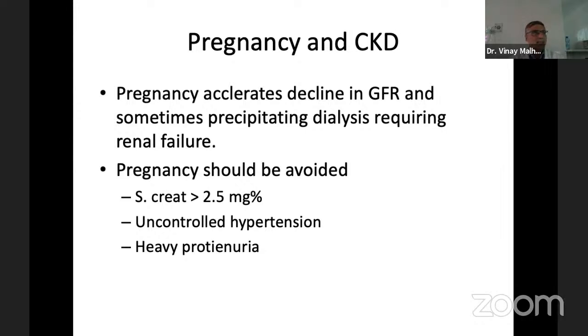Then in pregnancy, you should use the safe drugs. Nephrotoxic drugs should be avoided. Like ACE inhibitors, ARBs as antihypertensive drugs should not be used in pregnant females.